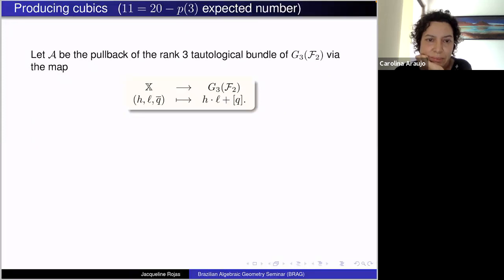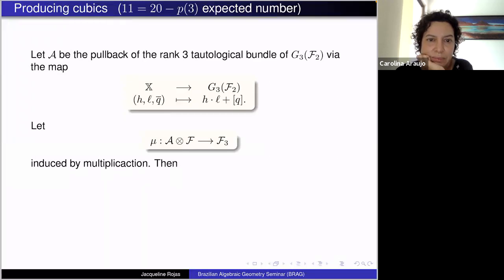Then we are going to produce cubics in the following sense. In the base X, you have only a plane, a line, and a quadric. With this geometric object, you can produce three quadrics: H, H1, if L is generated by H1, H2, F, and Q. And if you look at this map, you can take the tautological bundle of G3 F2, make the pullback to F, and consider A as the pullback and look at the multiplication map.